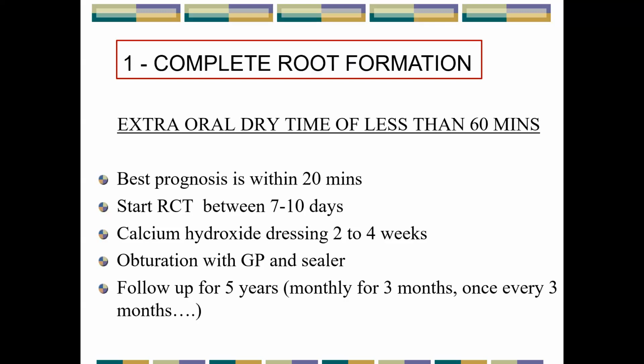So for a closed apex, which is a tooth with complete root formation, extra oral dry time of less than 60 minutes. Like we said before, best prognosis is within 20 minutes. So what you do is you need to make sure that within 7 days, between 7 and 10 days, not more than 10 days, you start the root canal. And you dress the root canal with calcium hydroxide for 2 to 4 weeks. We're talking about a mature tooth here. And then later you can obturate the tooth at your second visit. After you remove the calcium hydroxide, you obturate with GP and sealer of your choice.